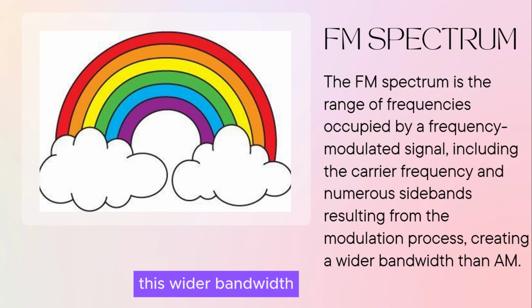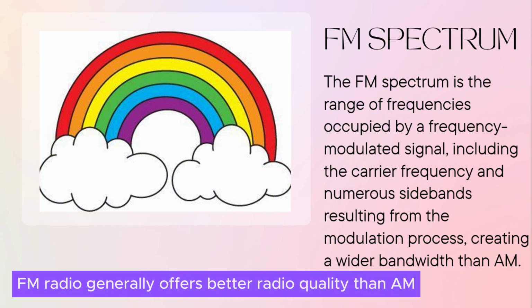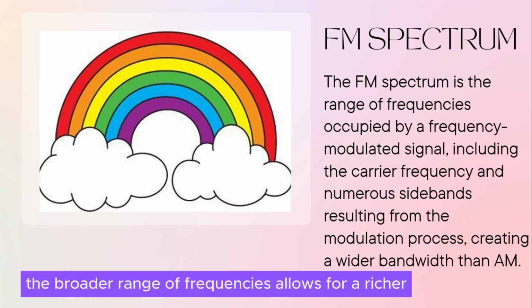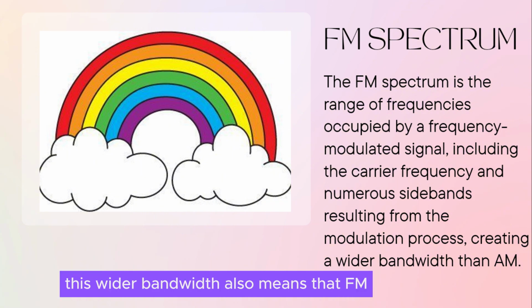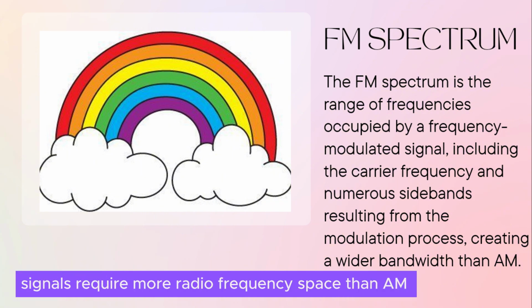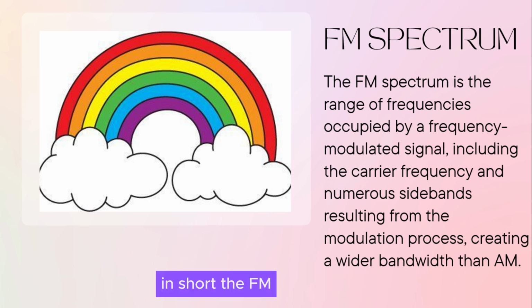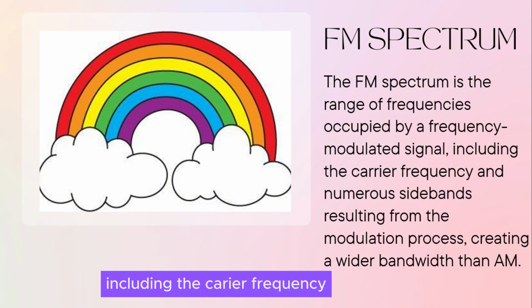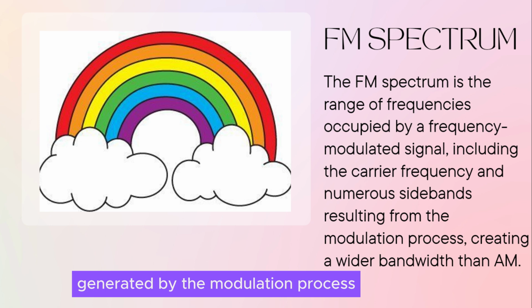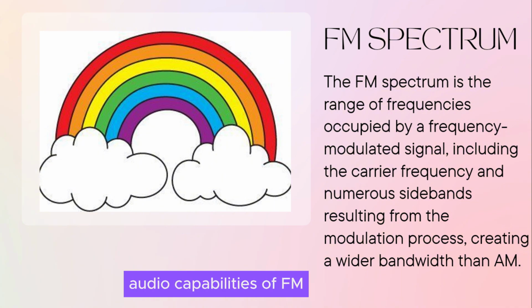This wider bandwidth is a key reason why FM radio generally offers better radio quality than AM. The broader range of frequencies allows for a richer, more detailed sound. However, this wider bandwidth also means that FM signals require more radio frequency space than AM signals. In short, the FM spectrum encompasses a broader range of frequencies than AM, including the carrier frequency and numerous sidebands generated by the modulation process. This wider bandwidth is directly related to the higher fidelity audio capabilities of FM.